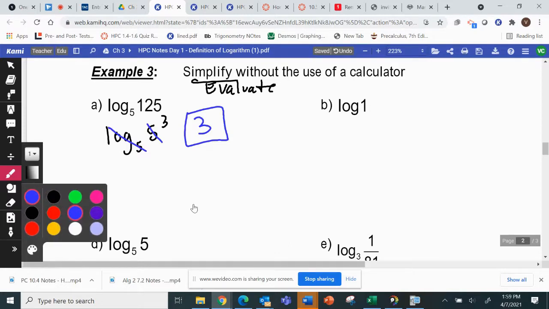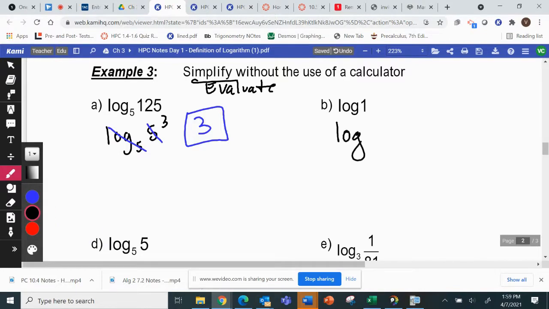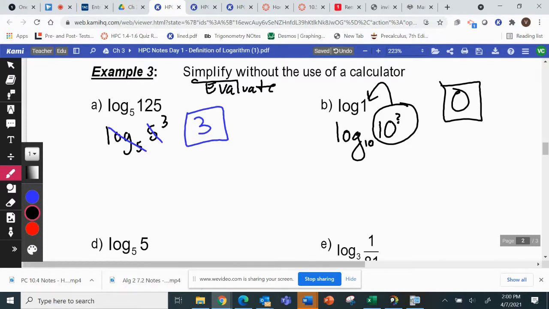The next one looks a little funny. What is it when it's just log by itself? Eden, what's it when it's just log by itself? Right, it's log base 10. If it's bothering you because you can't envision the 10, just put it in there. Log base 10, and then I need to make this 10 to an exponent. And I'm finding the exponent. 10 to what exponent will equal the number 1? 0. Anything to the 0 power equals 1. So if it has a 1 in that place, it's always going to be 0.